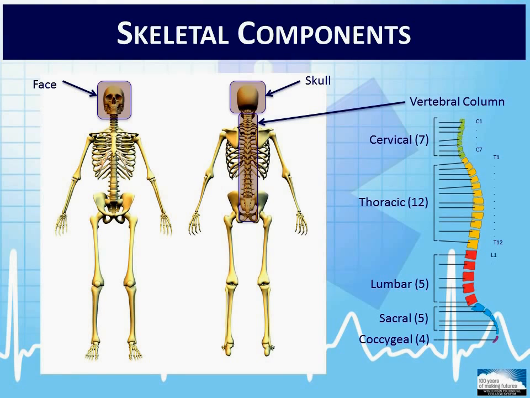The same is done for the thoracic vertebrae, using the letter T and the numbers 1 through 12. The lumbar vertebrae use an L and the numbers 1 through 5, and the sacral vertebrae use an S and the numbers 1 through 5 as well.